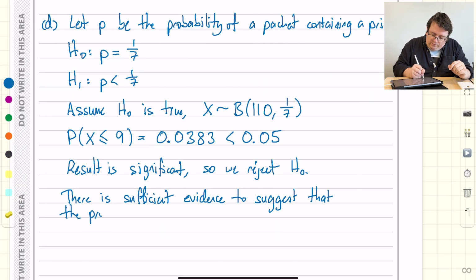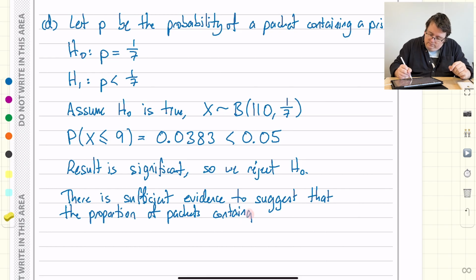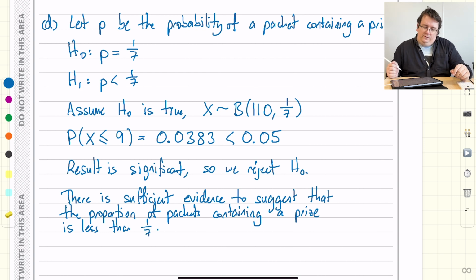So the proportion of packets containing a prize is less than 1/7. Okay, and we are done.